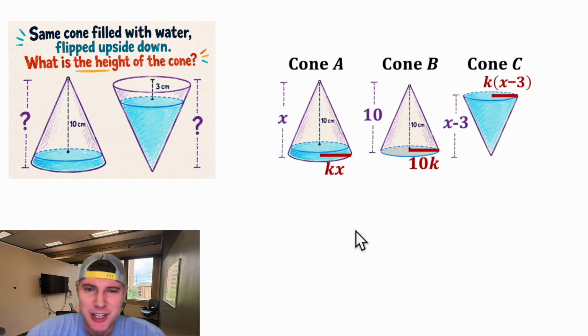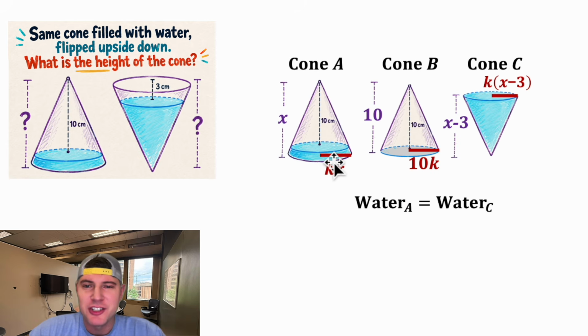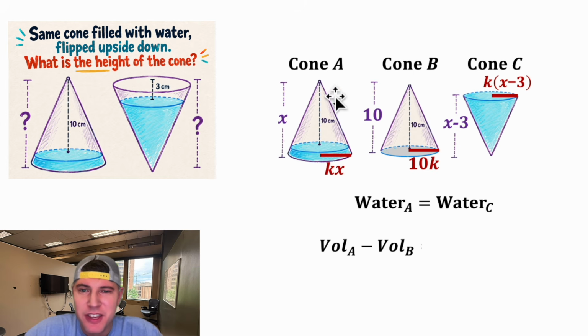So what are we going to do next? The volume of this water is the same as the volume of this water. So let's say water sub a is equal to water sub c. So the water in A, it's going to be the volume of this cone minus the volume of this cone. That'll give us the volume of this water. And then to get the water in C, it's going to be the volume of this cone.